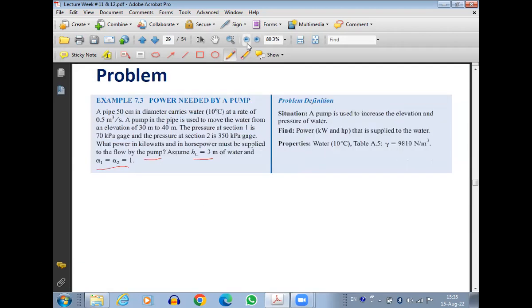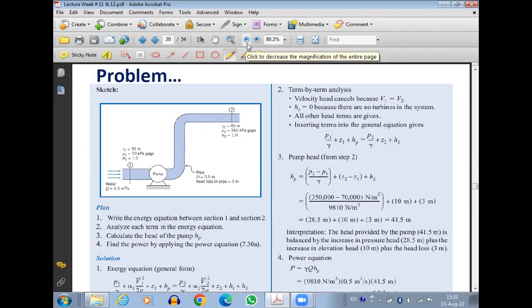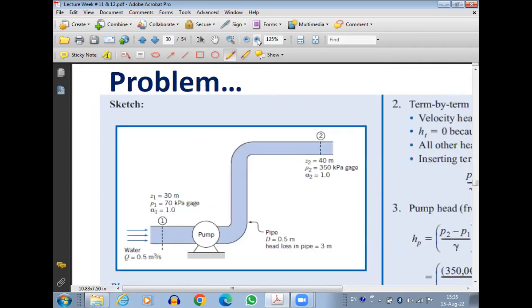So this is a simple problem. We have a situation where a fluid is flowing through the pipe. The fluid has to rise in elevation from 30 meter to 40 meters. So the fluid has to rise 10 meter while flowing through the pipe. The fluid cannot move up unless you have a pump here, which will raise the pressure of the fluid so that it can move up.